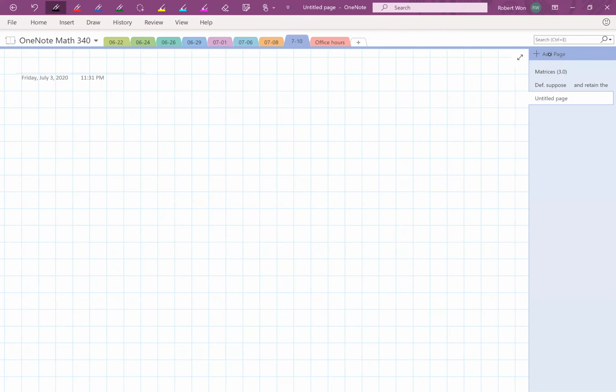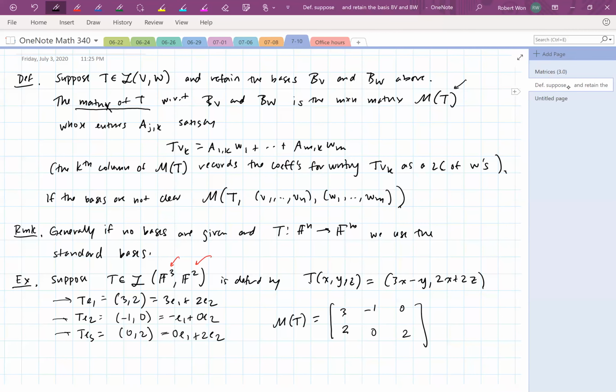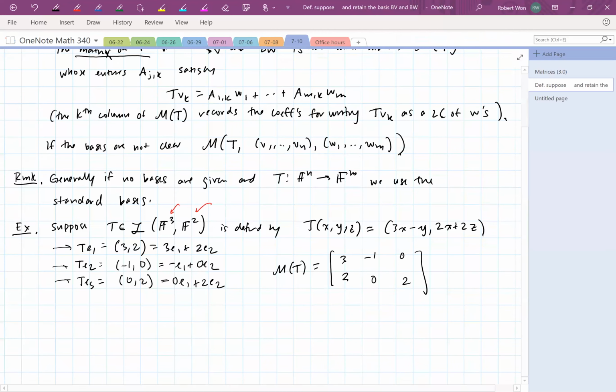Okay, so one thing that you learned in Math 308 is that there's a correspondence between m-by-n matrices and linear transformations from F^n to F^m. If you have a linear transformation T from F^n to F^m, then you can associate to it a certain m-by-n matrix. And similarly, if you have an m-by-n matrix, you can go back: you can define a linear transformation from F^n to F^m using that matrix.